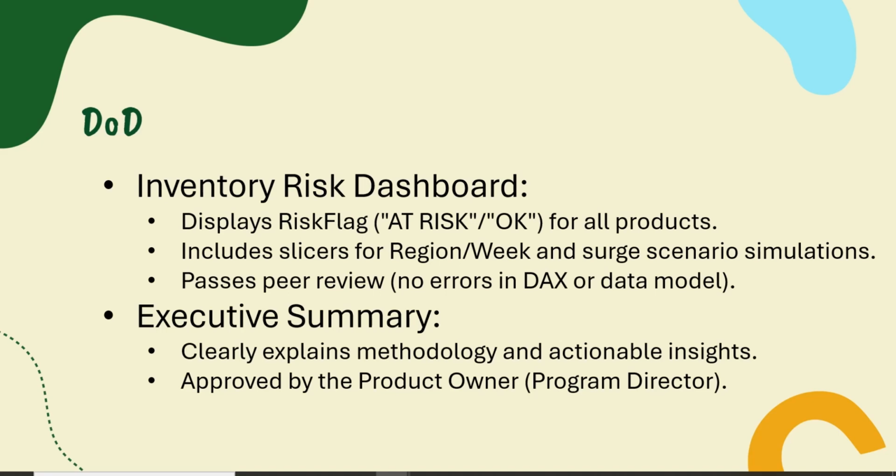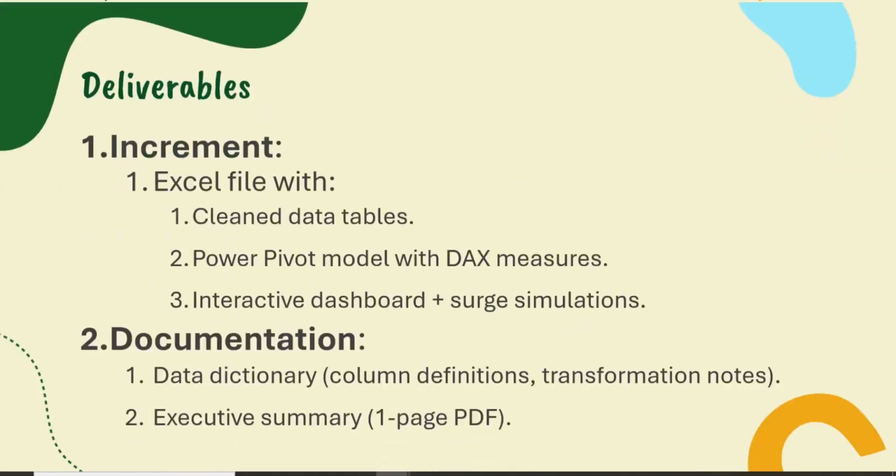All right, for your deliverable to meet the definition of done, you have to have the inventory risk dashboard. You also have an executive summary. For the inventory risk dashboard, it should display risk flag for all products. It should also include slicers for region, week, and such scenario simulations. It should pass peer review, that is, no errors in DAX or data model.